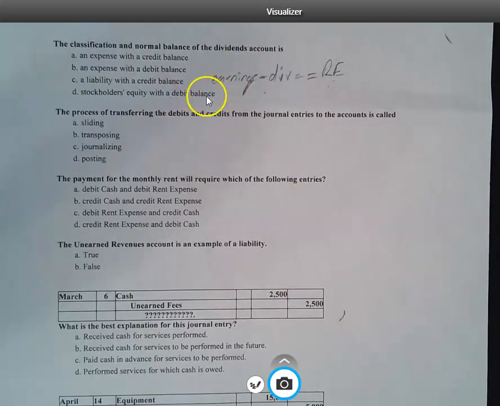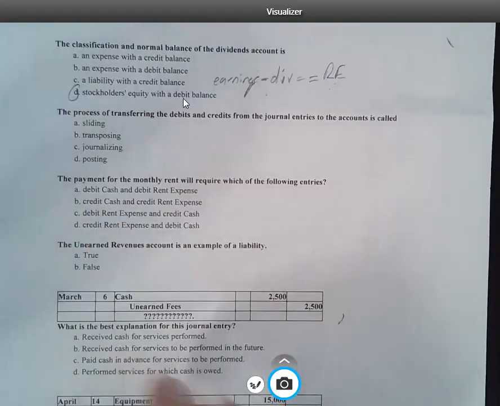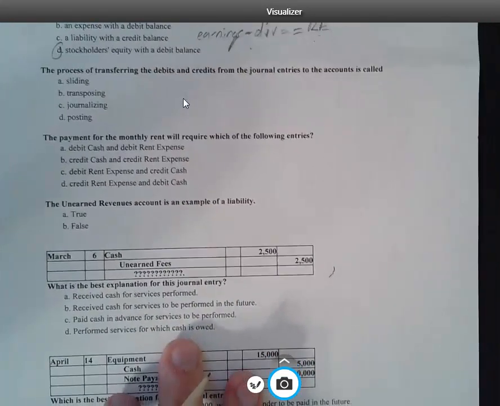And so if we think about it, we would have to assign dividends a debit balance, because when we pay cash dividends, cash, which is an asset, is going down and assets are reduced with a credit. So the only other way to do it is to make dividends have a debit balance. Therefore, D is the correct answer.